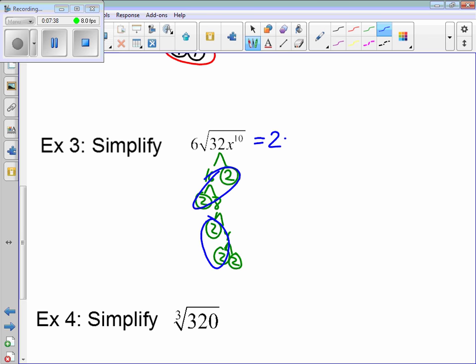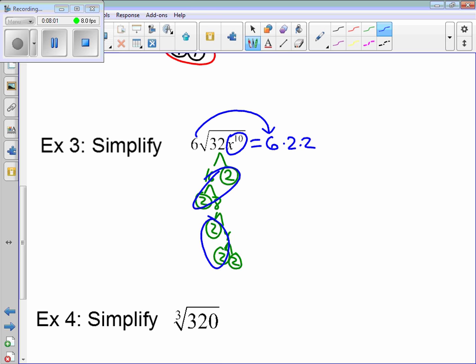So you multiply every time you have a pair. And, oh, I forgot the 6. So there should be a 6 on the outside here. So 6 from here, and then a 2 times a 2. And then x to the 10. How many pairs can you get out of 10? And you should be telling yourself 5.